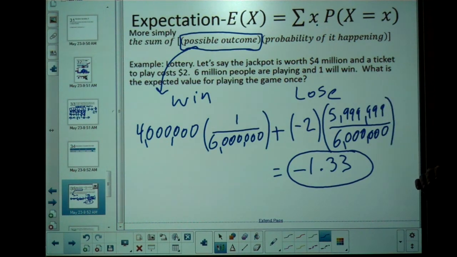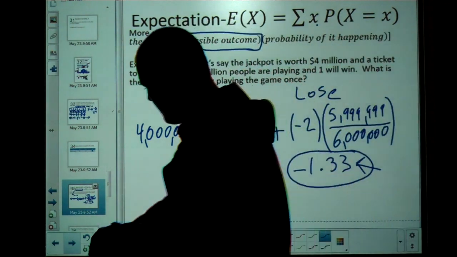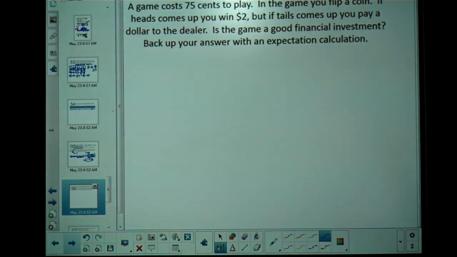They do this on purpose, by the way. Casinos do the same thing. That's how they make money. That's how they build such nice buildings, and in some ways, that's how they fund schools and public services with taxes, like the lottery. Let's continue. Let's do another example of expectation. Here's another one. You may wish to pause the video here and actually try this one on your own.